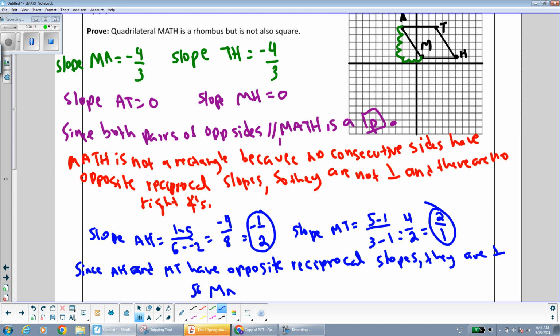So quadrilateral MATH is a rhombus. Once again, having perpendicular diagonals makes it a rhombus. And then you can end by saying, since quadrilateral MATH is a rhombus but not a rectangle, it is not a square.